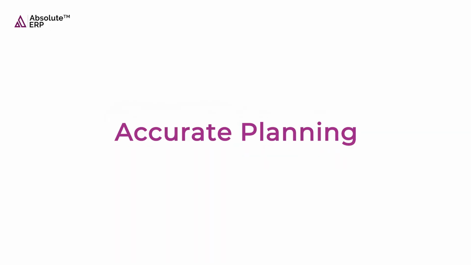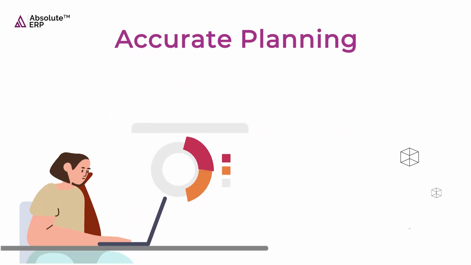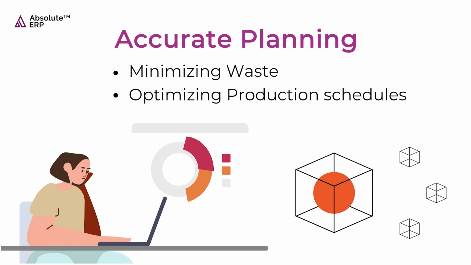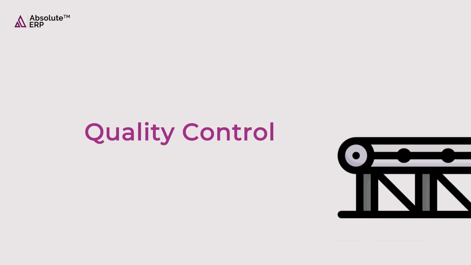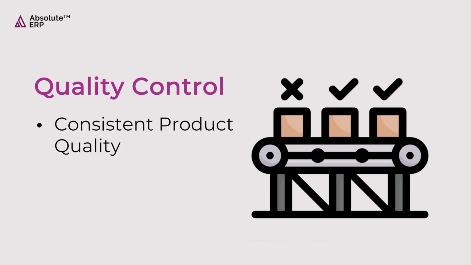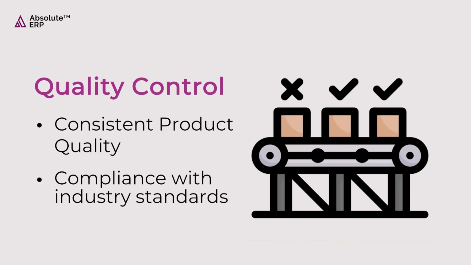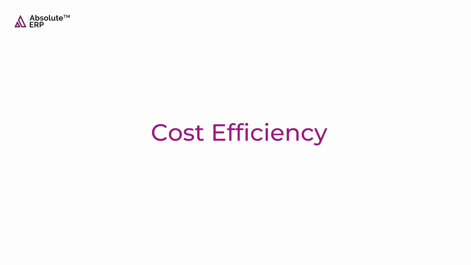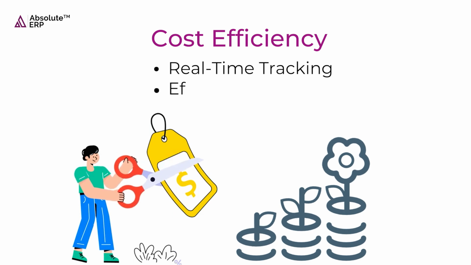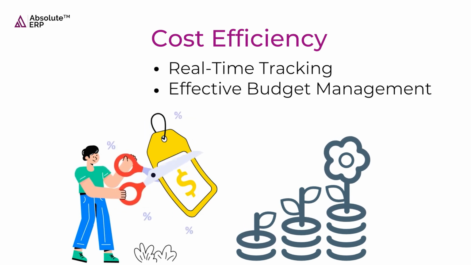Accurate planning. Bill of materials ensures precise planning of materials and resources, minimizing waste and optimizing production schedules. Quality control. It standardizes components, ensuring consistent product quality and compliance with industry standards. Cost efficiency. By tracking material costs and quantities in real time, BOM helps manage budgets effectively.